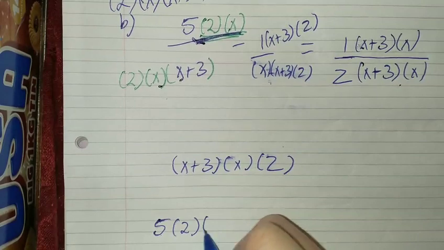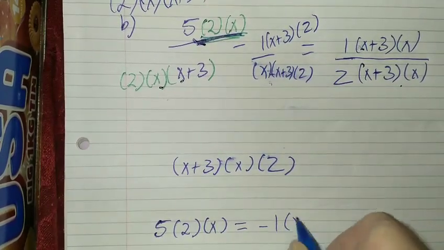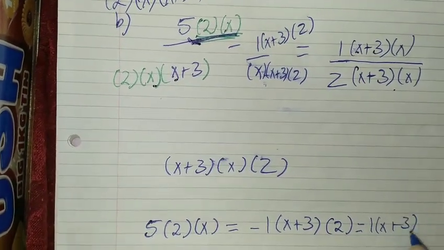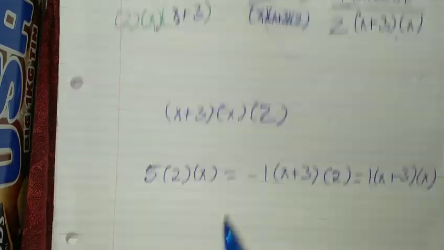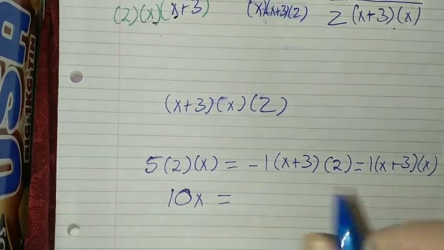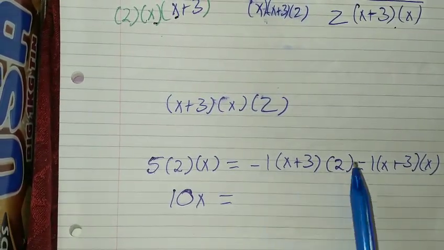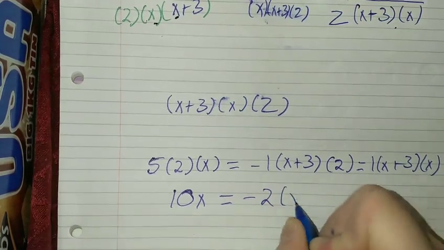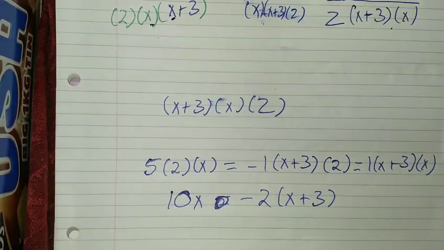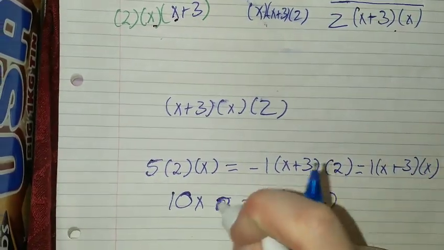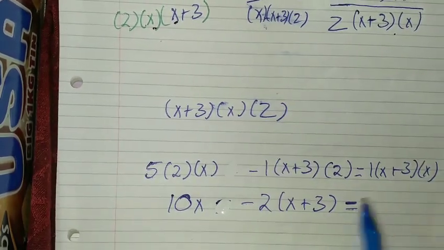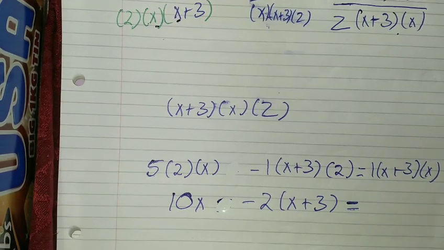So 5 by 2x minus (x plus 3) over 2 is equal to (x plus 3) by x. So 5 multiplied by 2 gives me 10, by x gives me 10x. So I might multiply my minus 1 by my 2 first, so then I get minus 2x plus 3. And then, sorry, that's not meant to be an equal sign there. I just wrote that in there by mistake. So that's just a subtraction. So my equal sign is here.